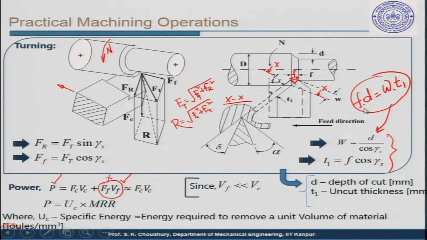Here is the two dimensional schematic picture. This is the feed, which is the linear movement of the tool in millimeter per revolution of the workpiece. Therefore, the feed unit is given as millimeter per revolution. The geometric parameters are the width of cut, depth of cut, the feed, and T1. T1 is the uncut thickness.